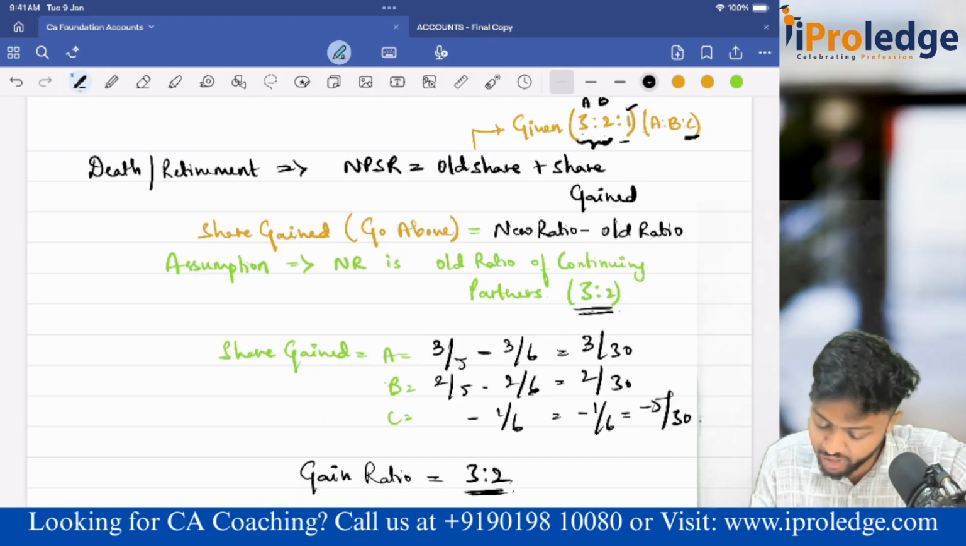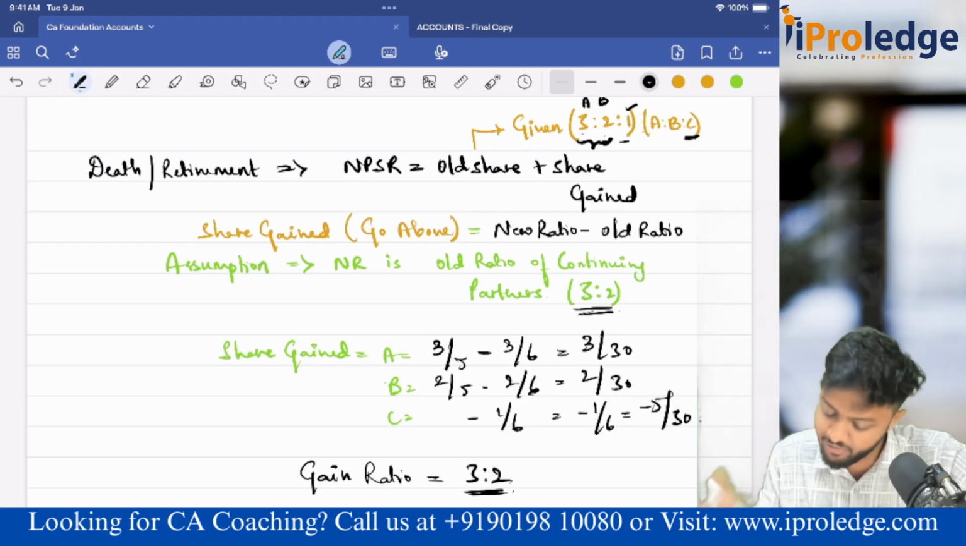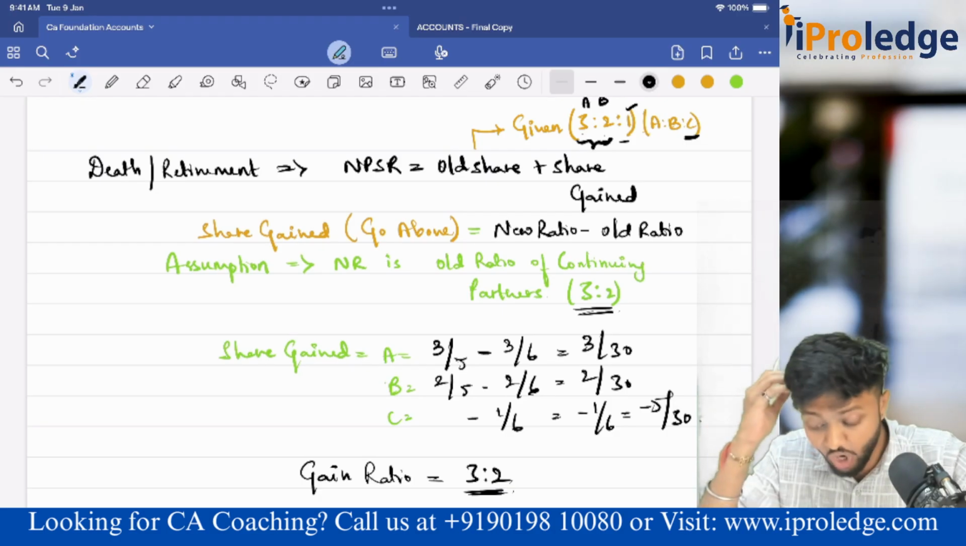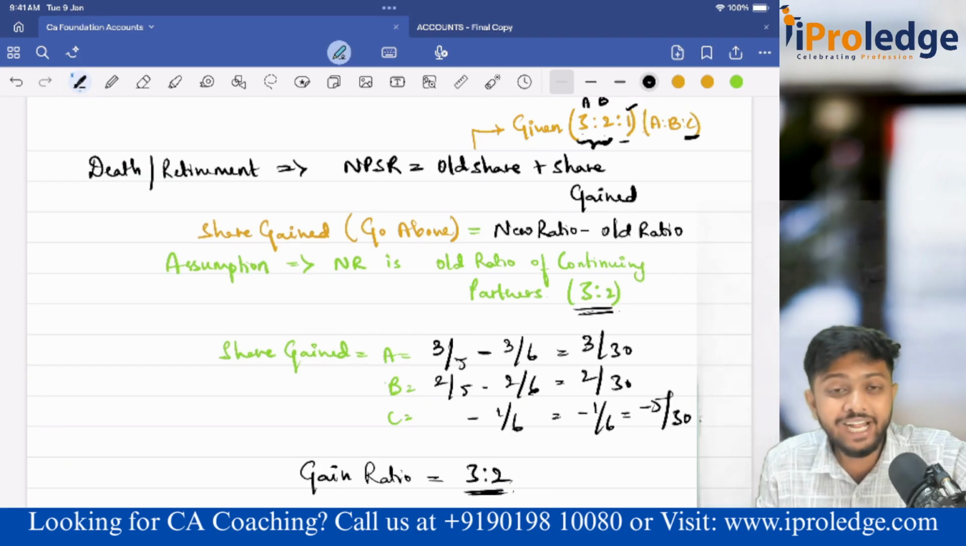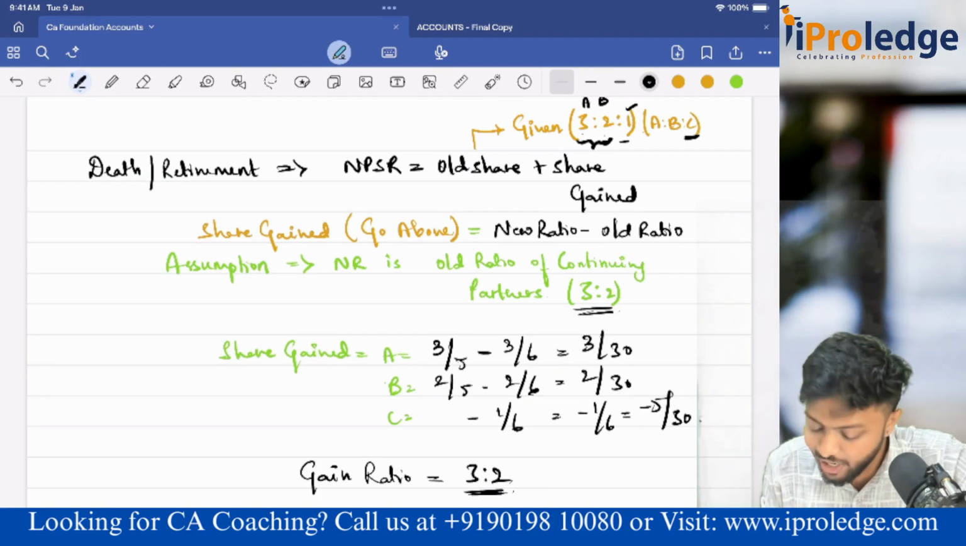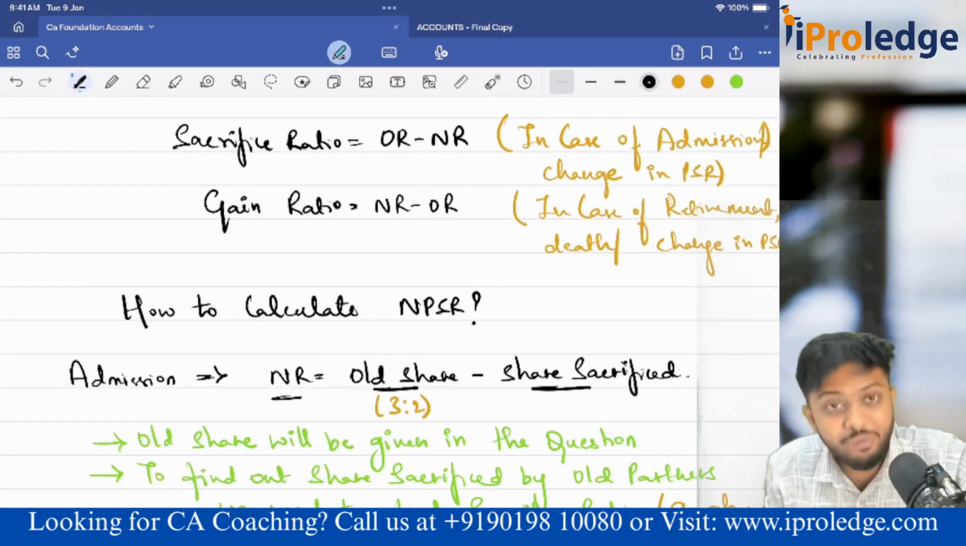Oh sir, we found the new ratio. Yeah, that's all. We assumed. If nothing is given, this is how you will do it. Okay, we got the new ratio. Now let's calculate the gain ratio. What was the gain ratio formula? See here, new ratio minus old ratio.